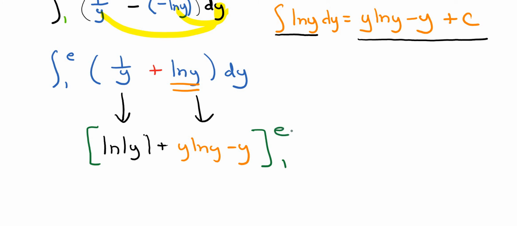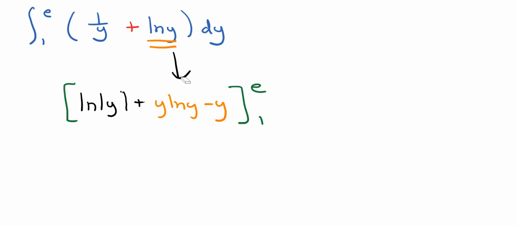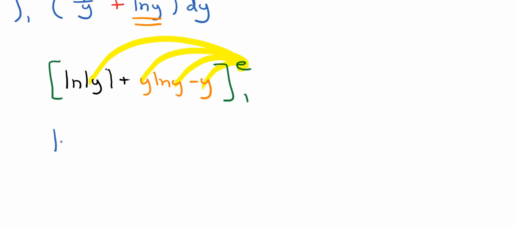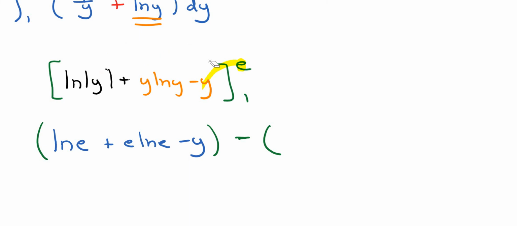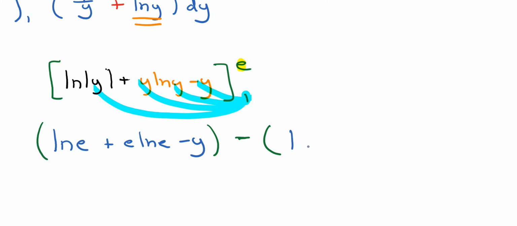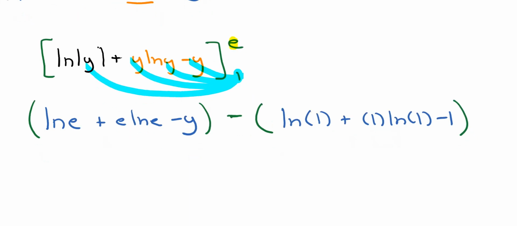And now we need to find our final answer by using the fundamental theorem of calculus. All right, so let's start with the upper bound. e goes in for all the y's, so there's quite a bit of y's there. So let's do this very slowly. This is going to be ln e plus e times ln e minus e. So that's the upper bound minus the lower bound. Let me erase all that. And let me highlight the lower bound now. So that will now replace all the y's. And if I do that, that's going to be ln of 1 plus 1 times ln 1 minus 1. And then close the bracket off.